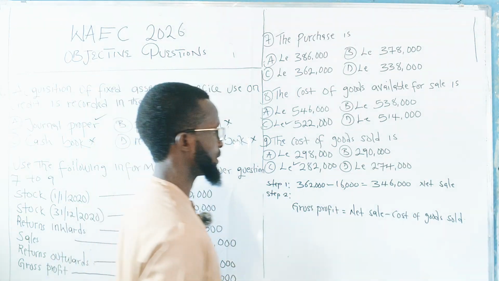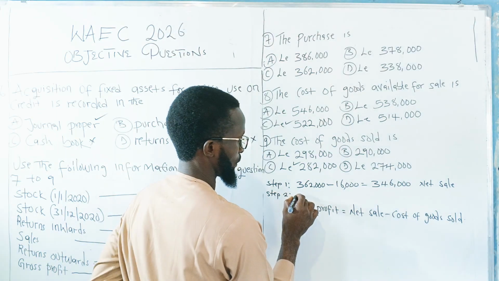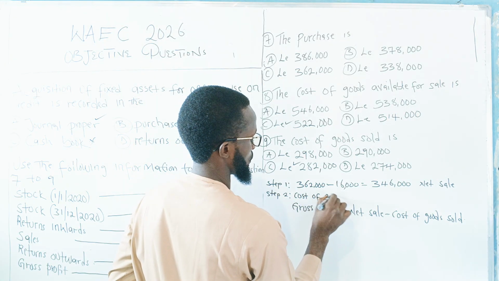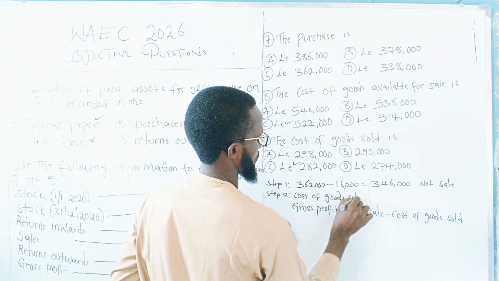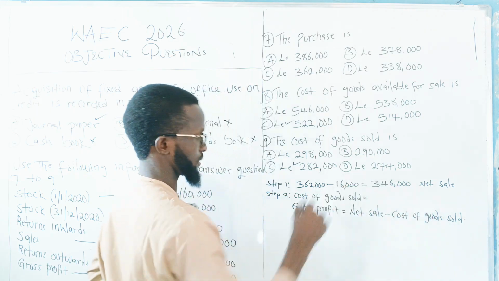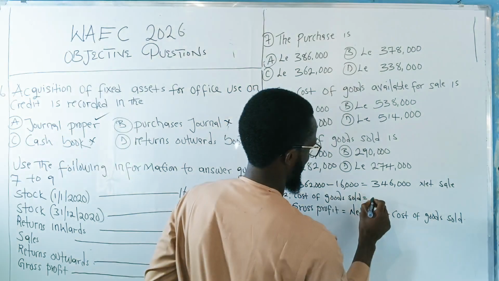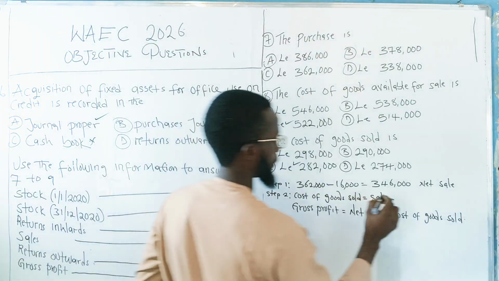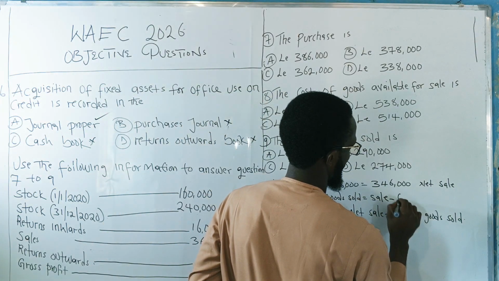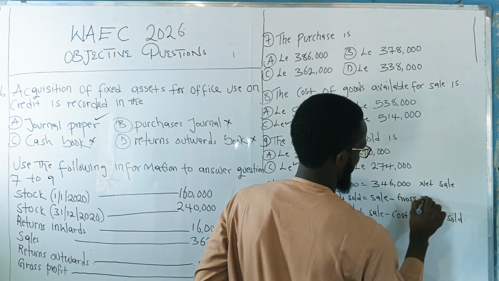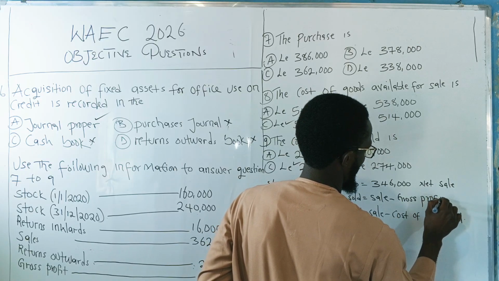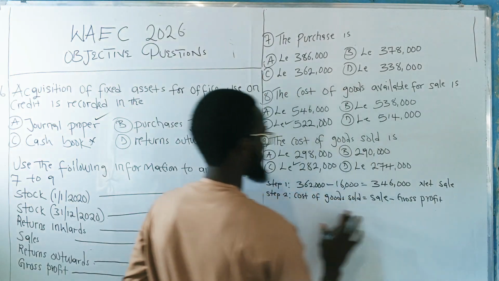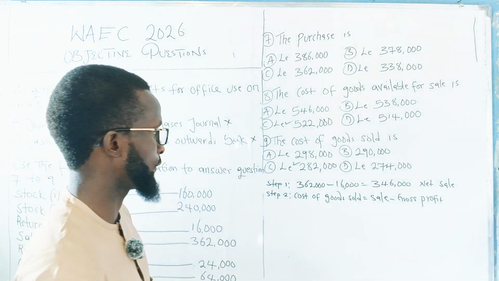So therefore now let's bring it here. Cost of goods sold. Now we make it the subject, then the sales remain on the side, then sales less gross profit. Now we are going to minus gross profit. This is the formula we are going to use to determine our cost of goods sold.